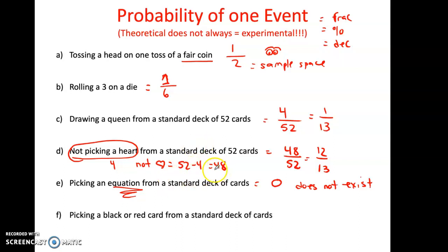For probability, it goes from 0, and then the highest you can go, we'll see in the next one: picking a black or red card from a standard deck of cards. All cards are either black or red, so it's going to be all the cards, 52 out of 52, which is 1. This is the highest you can go, and this means that it must happen no matter what.